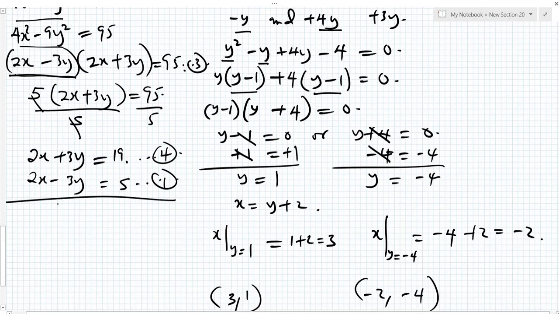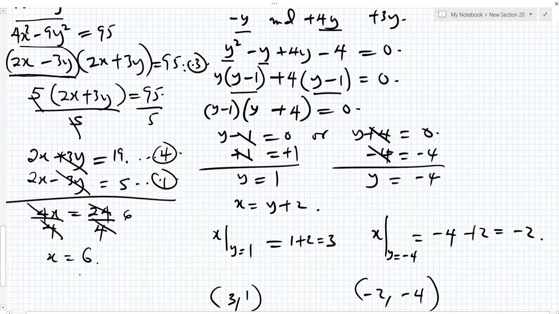You can solve this now. If you add equation 1 and equation 4 together, the 3y terms will cancel out. 2x plus 2x will give you 4x, and if you add 5 to 19, it will give you 24. If you divide all through by 4, you get 6. So x is equal to 6.